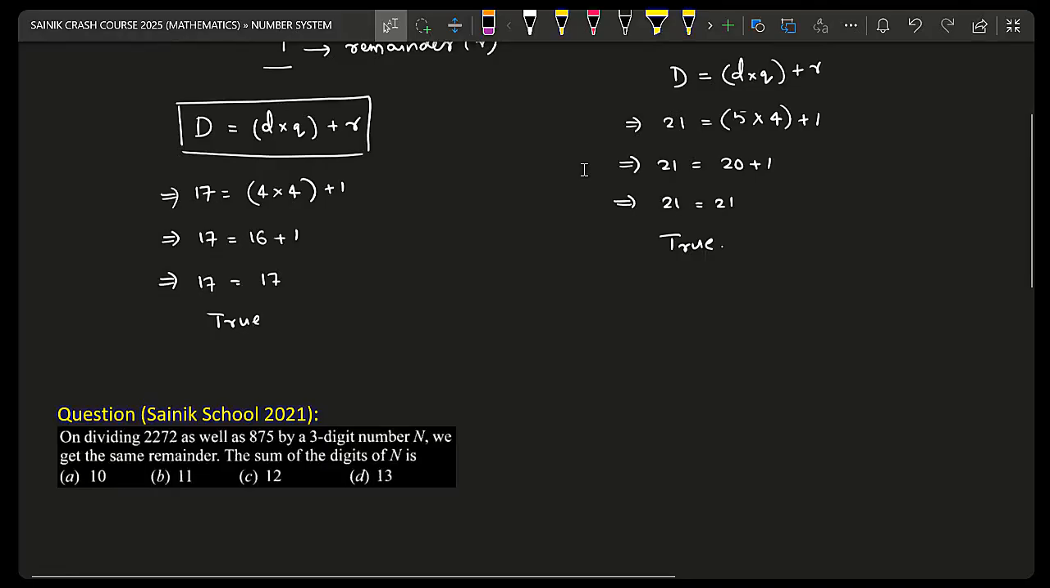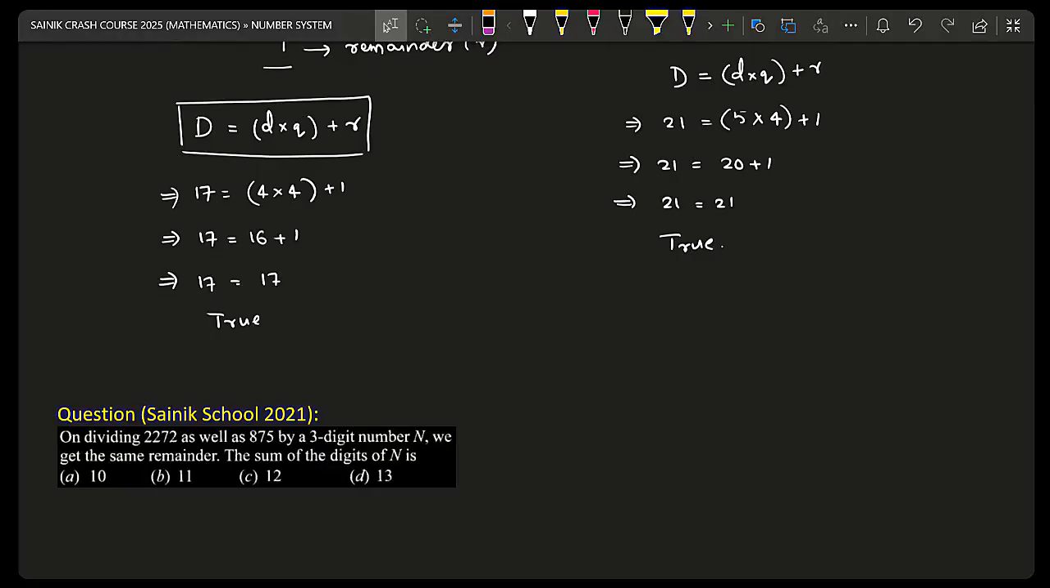On dividing 2272 as well as 875 by a three-digit number n, we get the same remainder. What is the sum of the digits of n? So what we have to do? We want to take any three-digit number and divide 2272 as well as 875 with it. They should give the same remainder. That is the condition. If you find such a number, then the sum of the digits will be the answer.